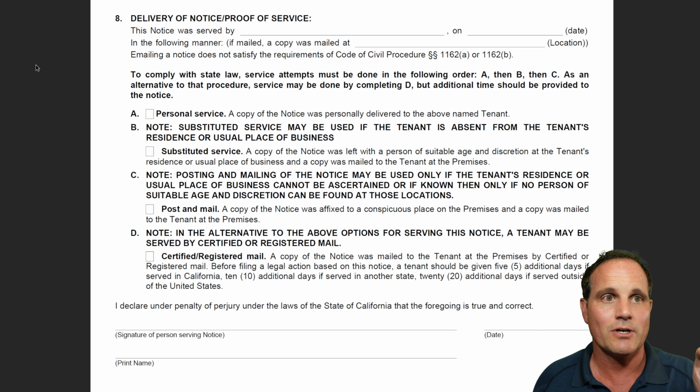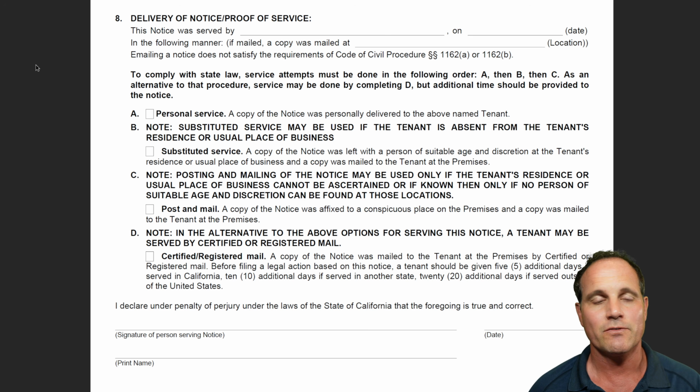So there's two different tracks on here. We have track A, which is A, B, and C, and then we have D, which is an alternate. For A, B, and C, we'll run through that real quickly. This is the order that a landlord must attempt to deliver the notice, or the process server. Number one, or A, would be personal service. That's where the notice is actually handed to the tenant, or a tenant that is on the rental agreement or lease. That is considered personal service.